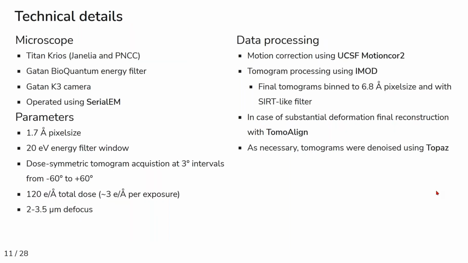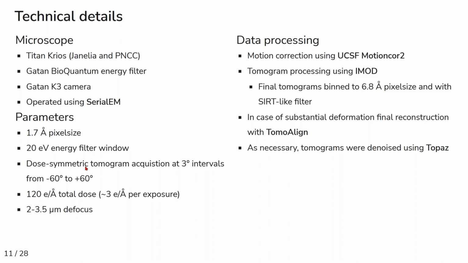So some technical details about how we got the tomograms for the study. All this data was collected on a Titan Krios, either at Janelia or at the Pacific Northwest Cryo-EM Center. Both Krioses were equipped with a BioQuantum energy filter and a K3 camera and were operated using SerialEM. Technically, the Janelia scope also has a Cs corrector, but I don't think that matters. For tomography, we used a 1.7 angstrom pixel size, maintained the energy filter with a 20 electron volt window, and then collected tomograms with a dose-symmetric scheme.